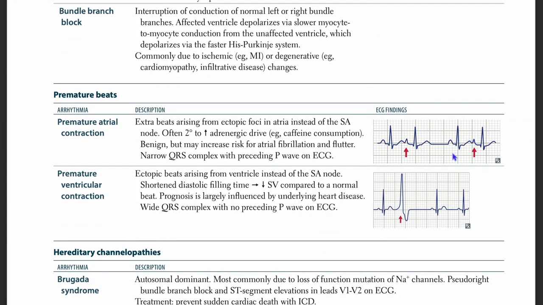So that's extra beat arising from ectopic foci in atria instead of the SA node, often secondary to increased adrenergic drive, benign but may increase risk of AFib or flutter. Narrow QRS complex with preceding P wave on ECG.